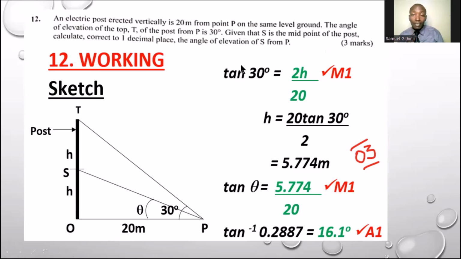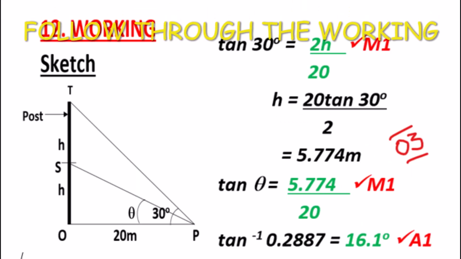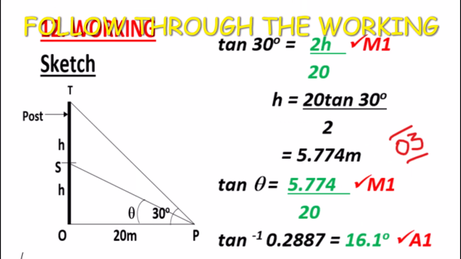So I'm using the tangent, and I'm talking about the tangent of 30. It is the height, the 2h, then divide by 20. Why 20? It is my adjacent. So then how do I get h? Remember, I can do cross multiplication. 2h is 20 tan 30. Then I divide by 2. And by doing that, I get 5.7754 meters. By illustrating the first one, I get the first mark.